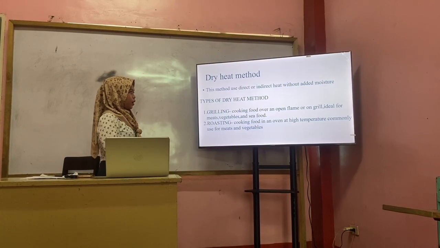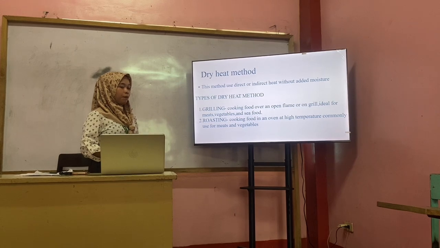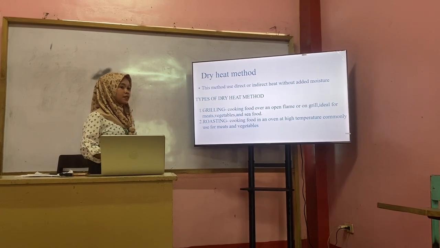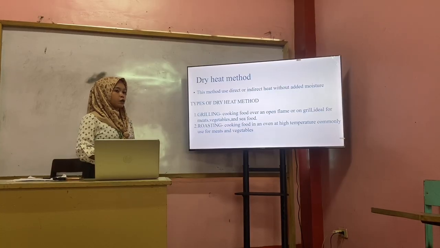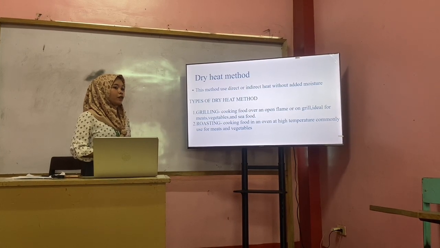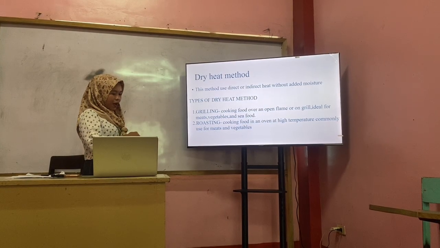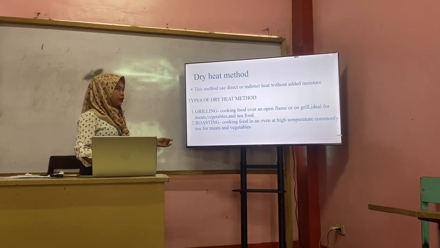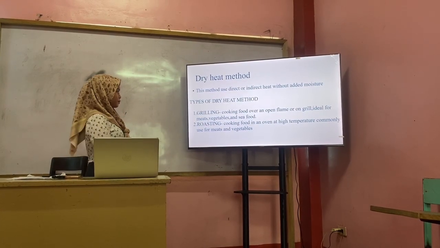Okay, thank you. Grilling is cooking food over a flame or on a grill pan, ideal for meats, vegetables, and seafood. We all know that grilling does not always use water, but instead uses heat above the pan. And what about the roasting? Yes, please read it.